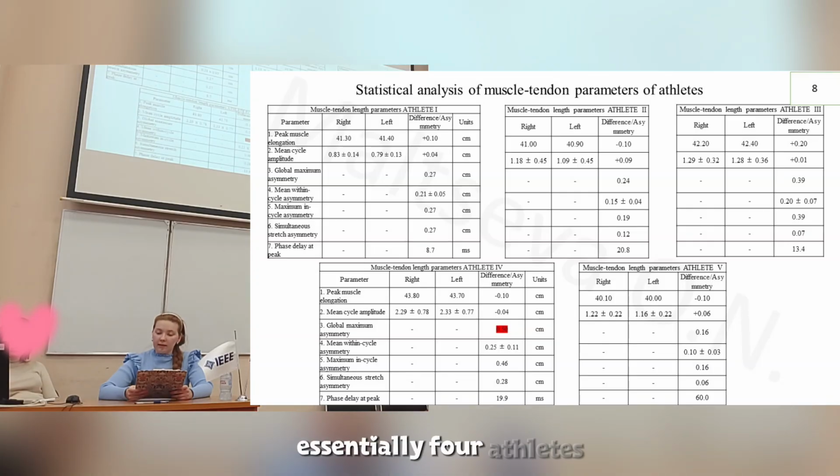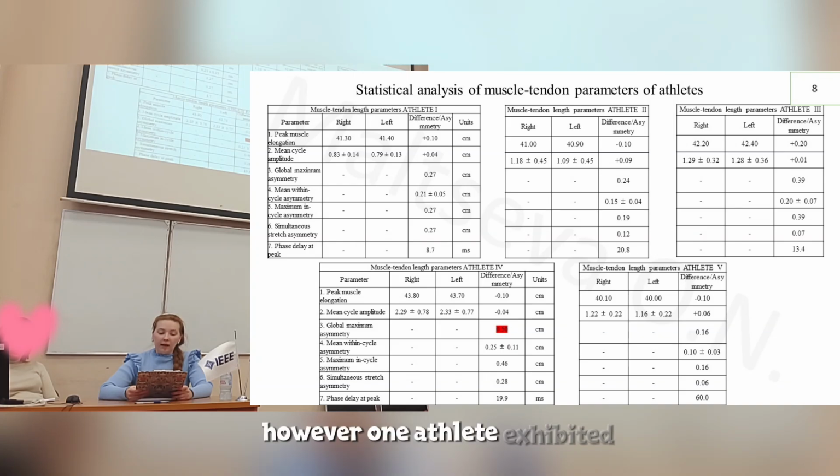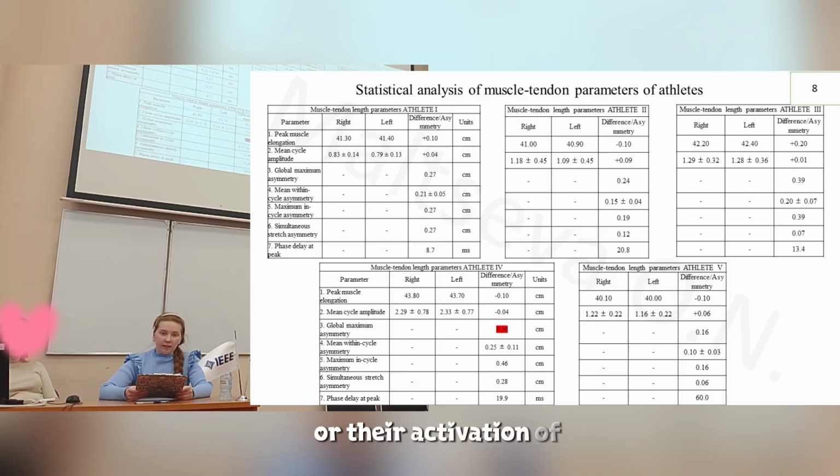Essentially, 4 athletes showed a difference of less than 50 millimeters. However, one athlete exhibited a difference of exactly 50 millimeters. This serves as a red flag indicating potential issues such as incorrect exercise technique, established improper muscle recruitment patterns, or the activation of compensatory mechanisms. This particular case is valuable for future in-depth analysis.